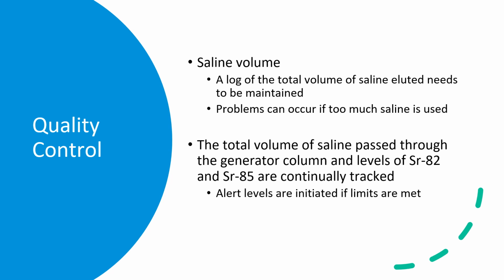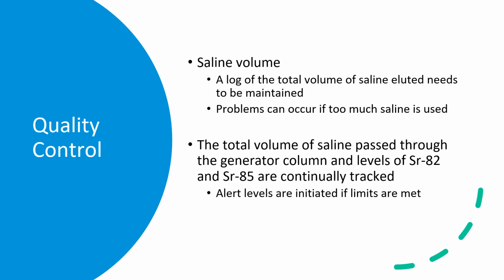The saline volume is an important thing to keep track of with the generators. It does have a maximum amount of saline that can be put through the column. And so that total volume of the saline needs to be maintained. And you will have problems with breakthrough and things like that if too much saline is used.